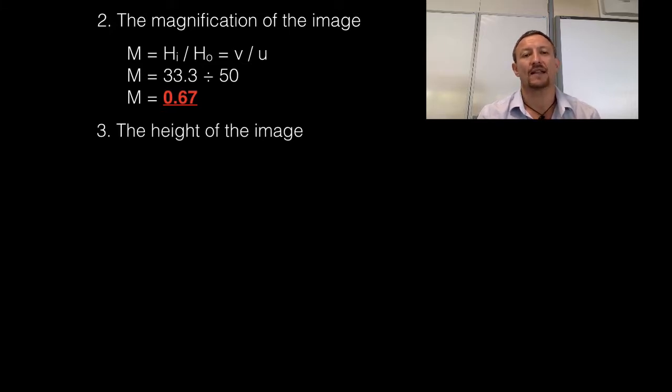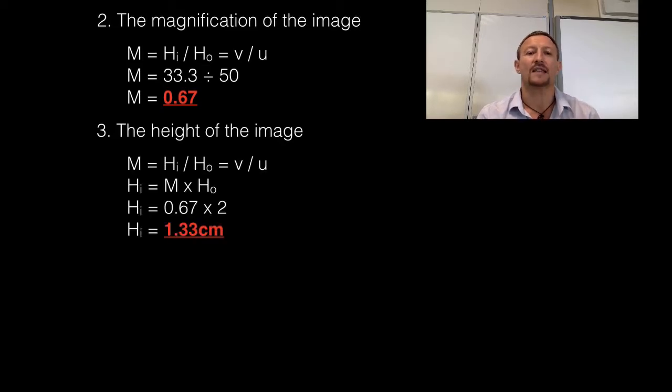So question 3 then asked me to use this value to calculate the height of the image. Well, I know that the height of the object was 2 centimeters. So again, I use the same formula, m equals hi over ho, and I'm going to rearrange it so hi equals m times ho. So it's 0.67, which I got from question 2, multiplied by 2, gives me 1.33 centimeters tall. So the height of our image has actually decreased, or diminished. So I now know that it's real, it's 33.3 centimeters from the lens, and it has got smaller in size, 1.33 centimeters.